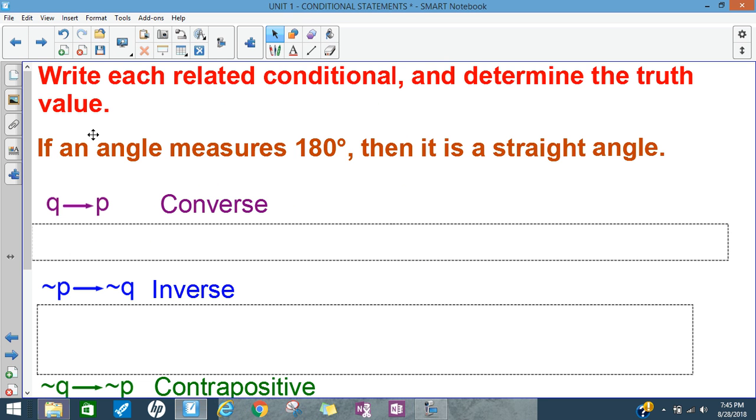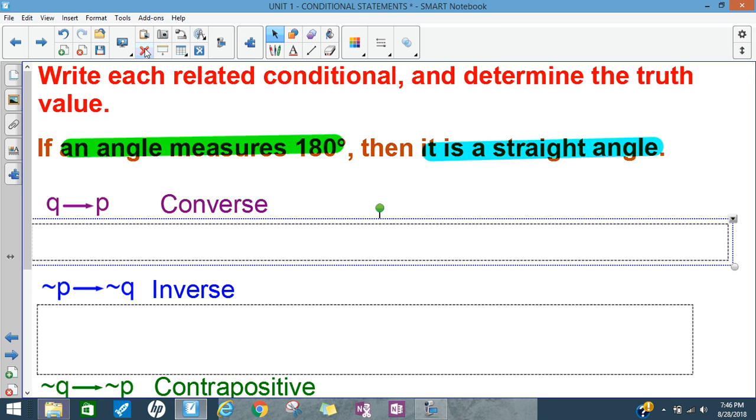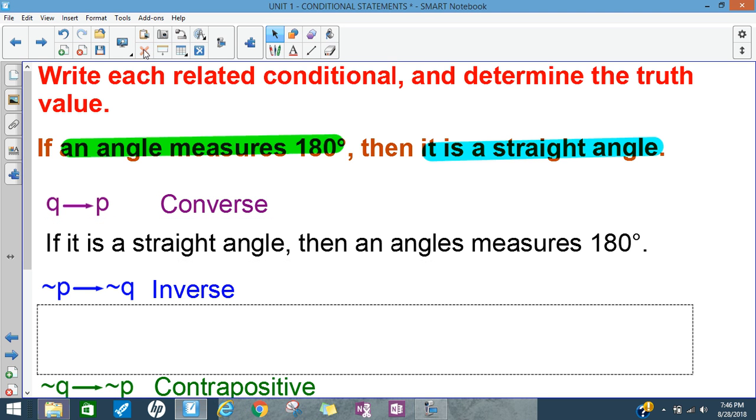So let's practice writing some of these related conditionals, converse, inverse, and contrapositive. So I have my original conditional here in brown, and I can identify "an angle measures 180 degrees" as my P, and "it is a straight angle" is my Q. And so to create the converse, I just switch those two, and I get, if it is a straight angle, then an angle measures 180 degrees.